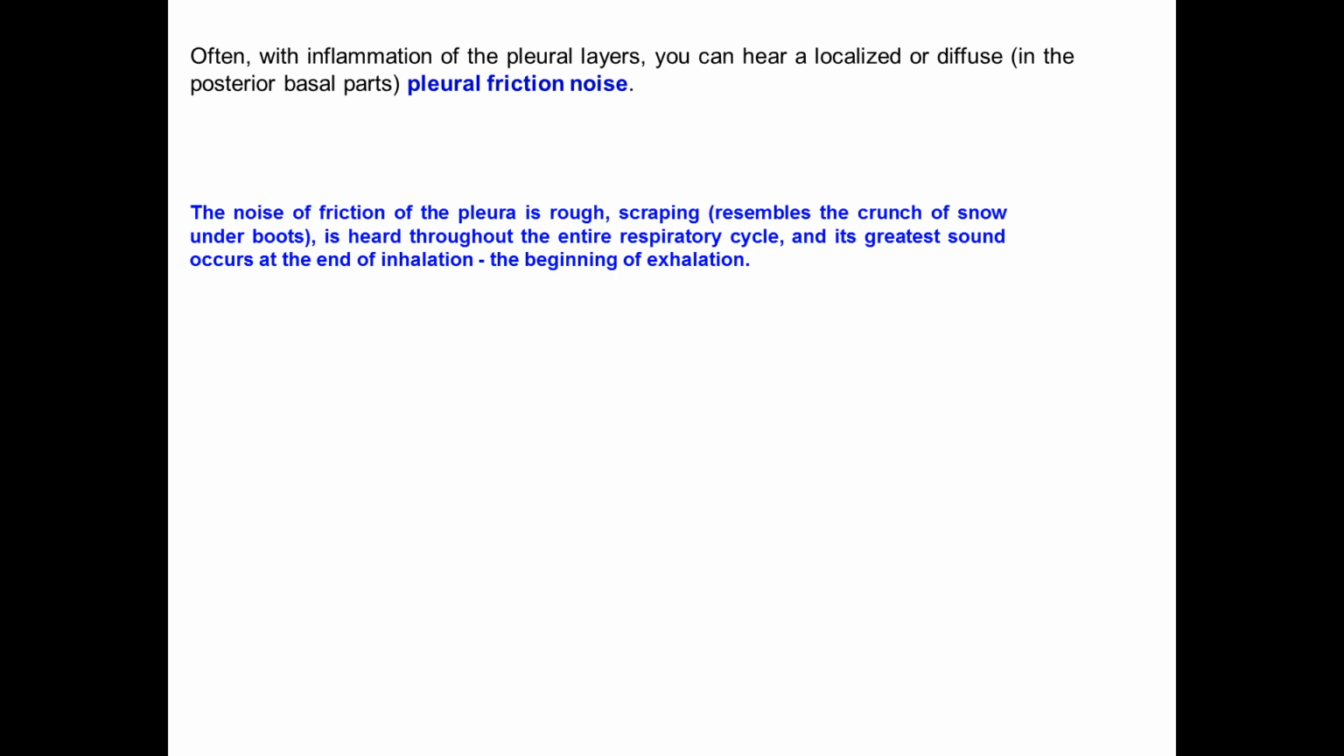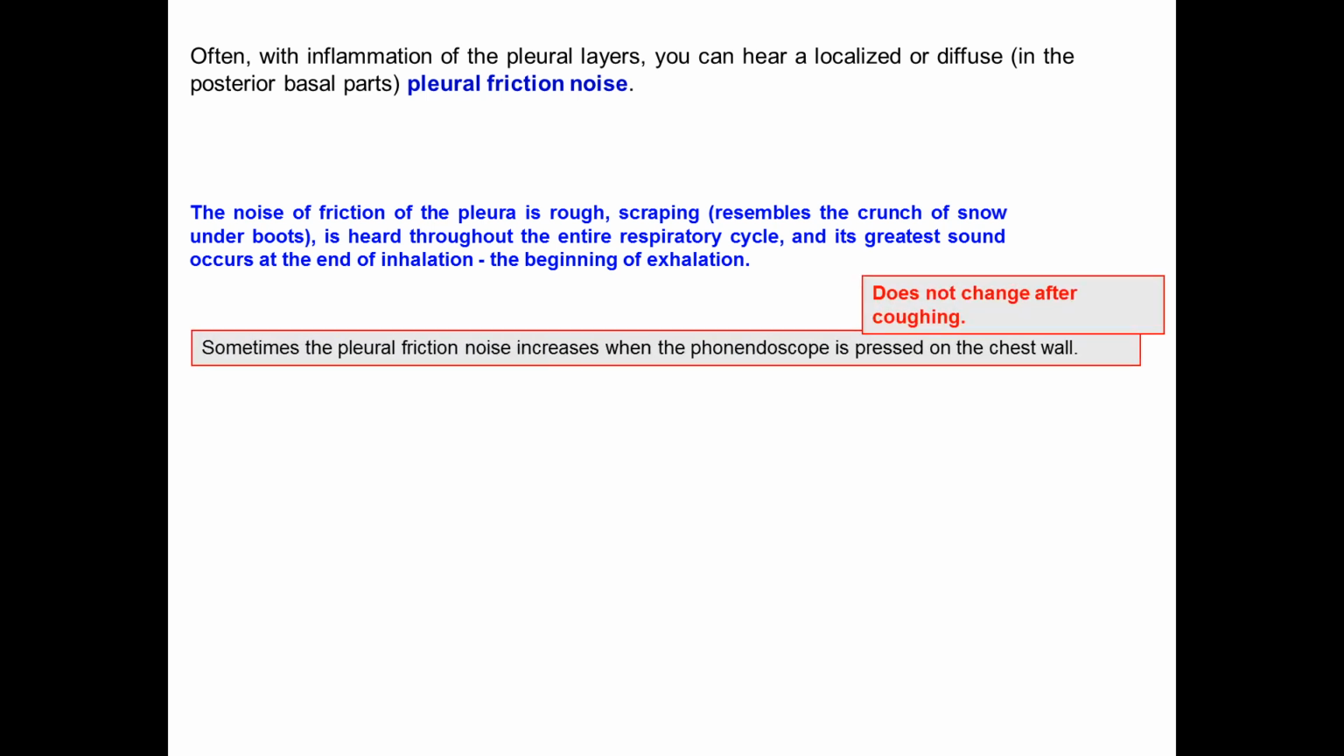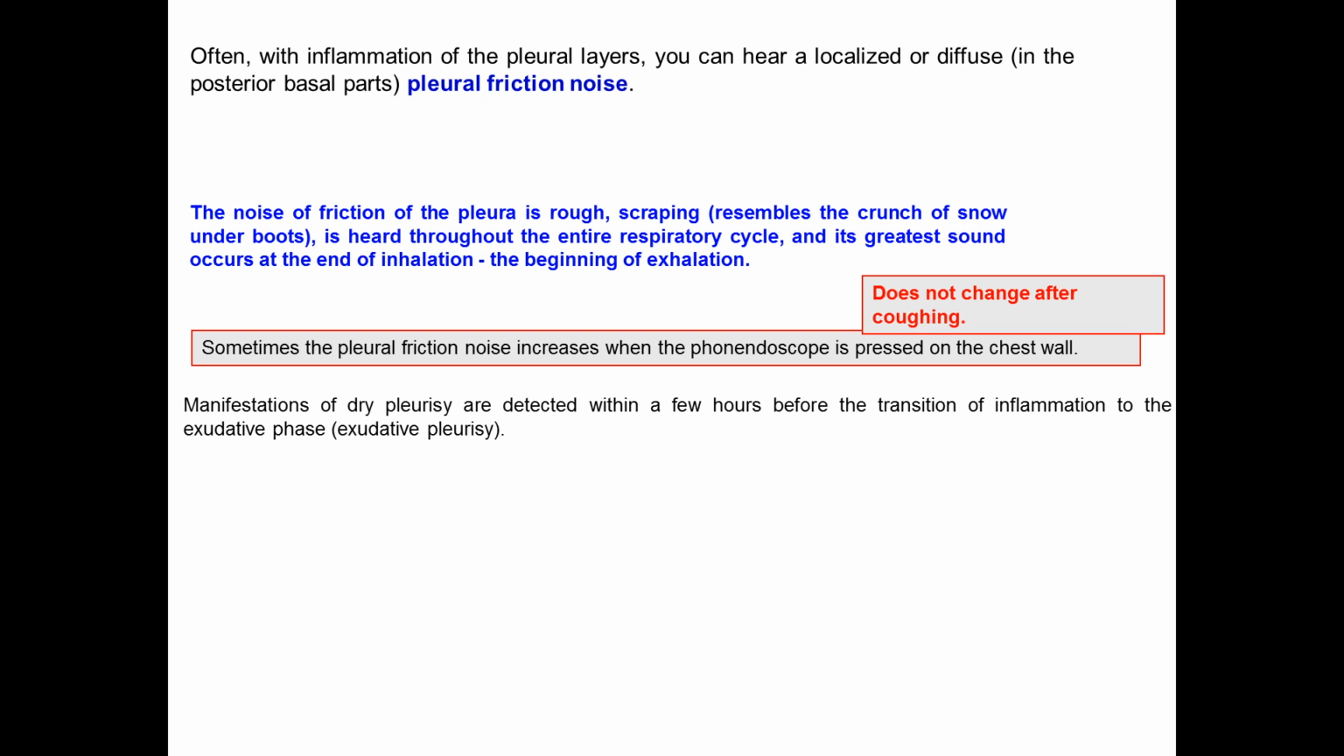Often with inflammation of the pleural layers, you can hear a localized or diffuse pleural friction noise, or pleural friction rub. The noise of pleural friction is rough, scraping, resembles the crunch of snow under boots, is heard throughout the entire respiratory cycle, and is loudest at the end of inhalation. It does not change after coughing. Sometimes the pleural friction noise increases when the phonendoscope or stethoscope is pressed on the chest wall.